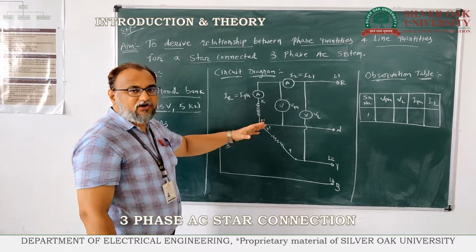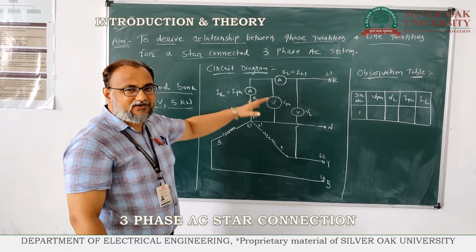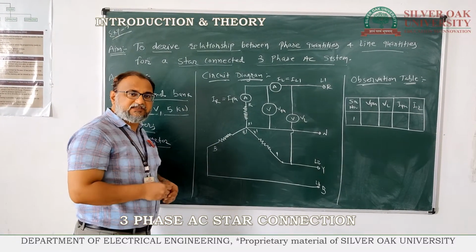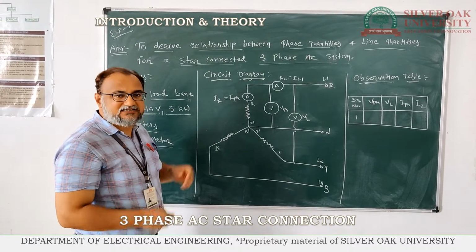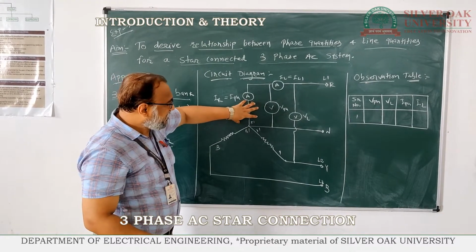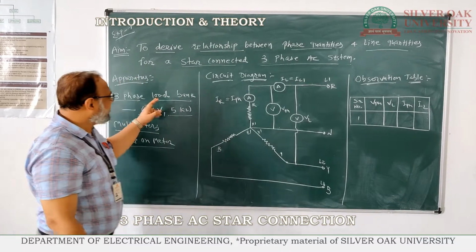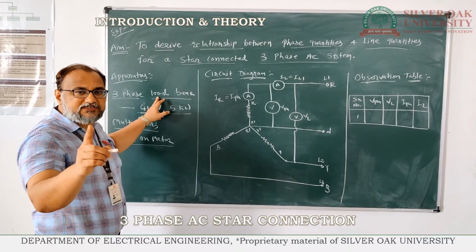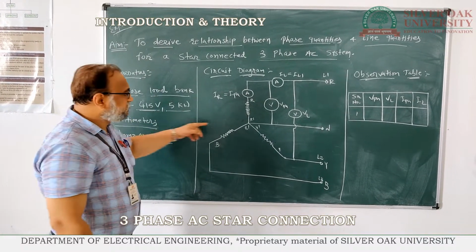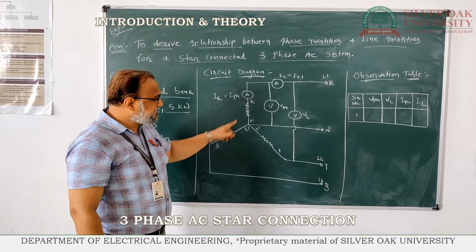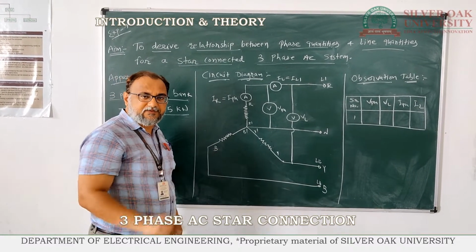Say, first of all, we see the circuit diagram for this practical. We have seen in the theory portion, as it is a star connection, three coils are connected in star. In our case, we have taken a load bank which is completely resistive. So that is why you can see here that resistors are connected in star.